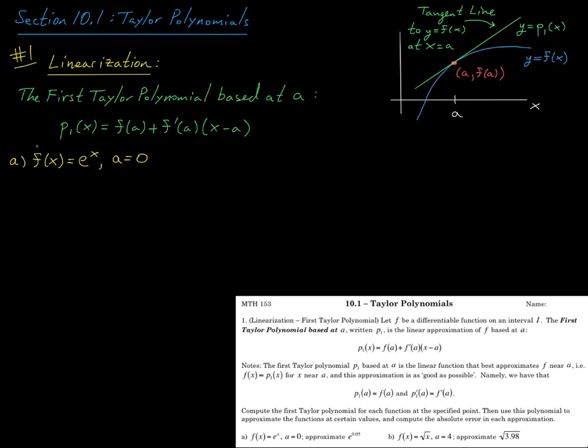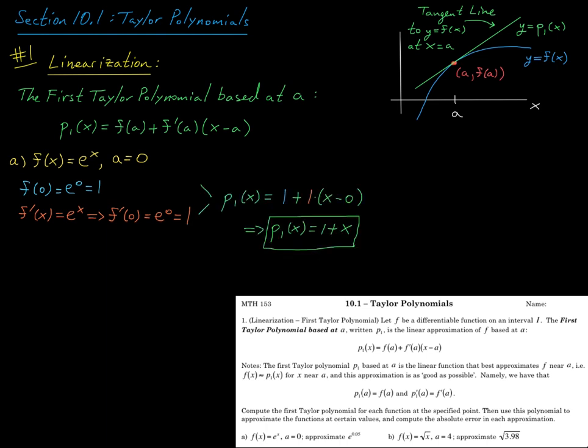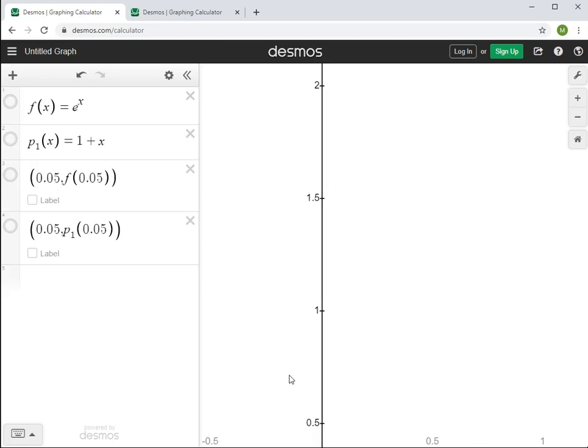All right, so to compute p1 based at a equals 0, well, I want f of 0, and that's just e to the 0, which is 1. And then I need f prime of 0, and f prime of x is just e to the x, and so f prime of 0 is e to the 0, which is also 1. So you go ahead and put that all together, and we find that p1 of x is equal to 1 plus x. Okay, so here is a picture.